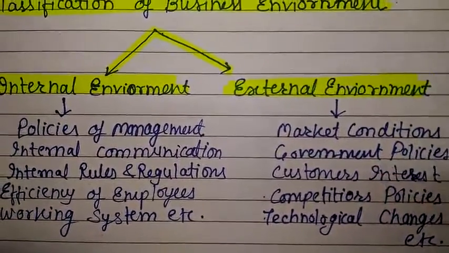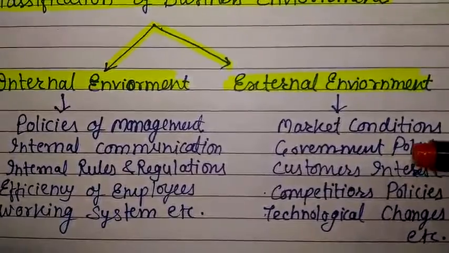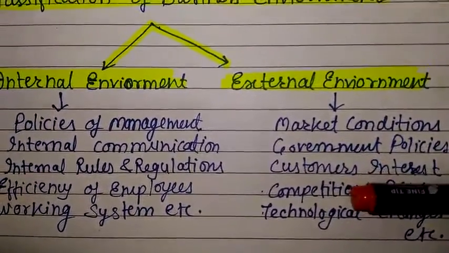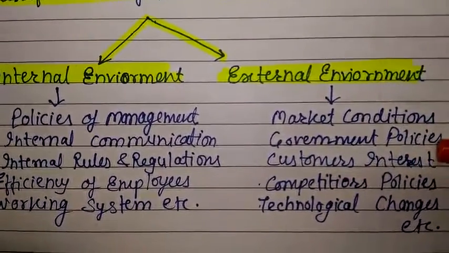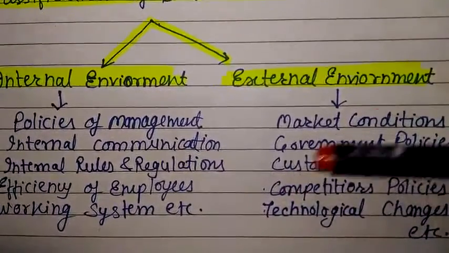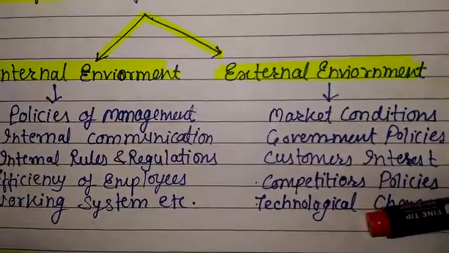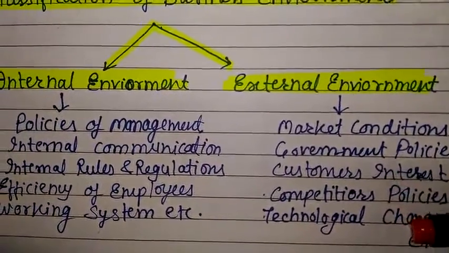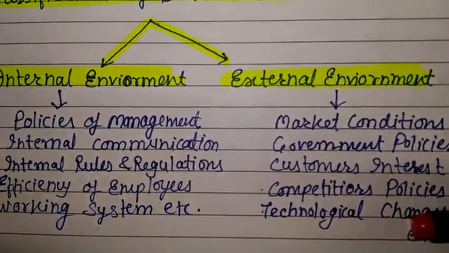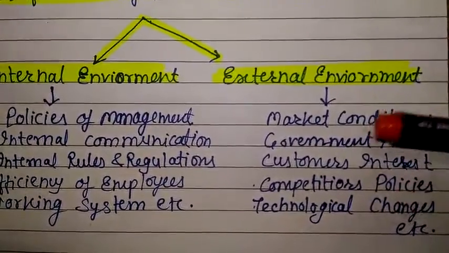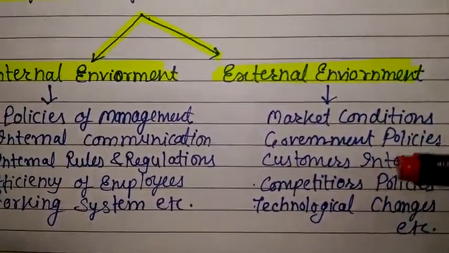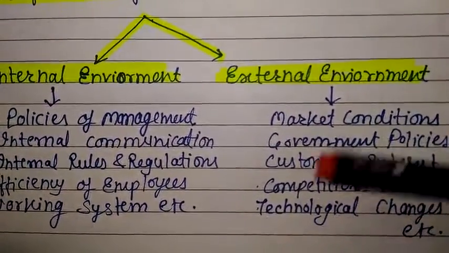What are the interest, liking and taste of consumers, means which type of stream is liked by students, or competitors' policies. Technological changes means which new techniques have to be adopted by the business. For example, the new type of smart boards are running, the online classes are running. These all are technological changes.